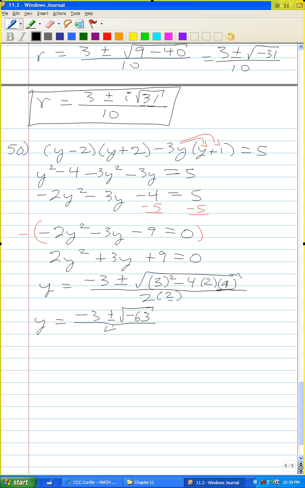Negative 63 over 4. Let me rewrite negative 63 as negative 9 times 7. And so y is equal to negative 3 plus or minus the square root of negative 9 is 3i radical 7 over 2.